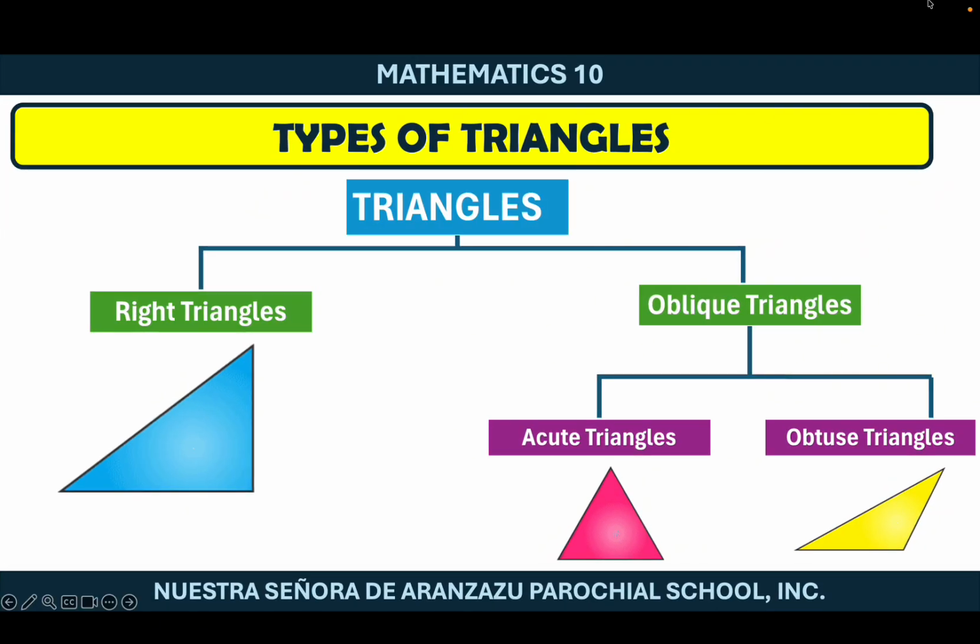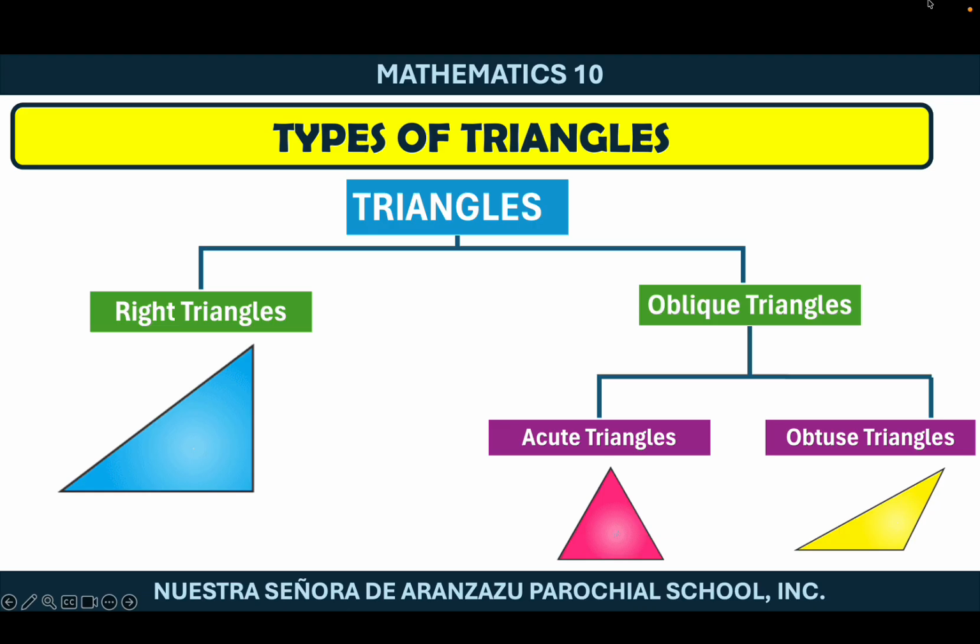Good evening, grade 10. Today we're going to discuss the oblique triangle and the law of sine. So as an introduction, let us review first the types of triangles. There are two classifications of triangles. It can be a right triangle or an oblique triangle.